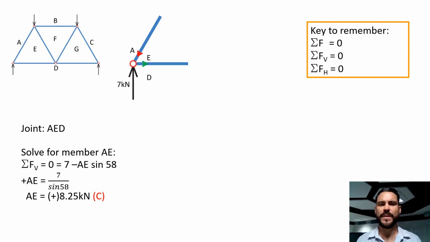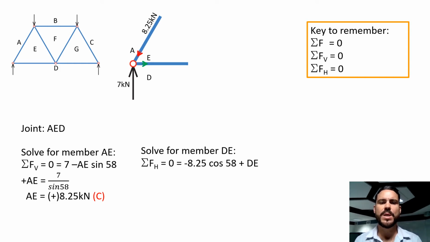So we've done that. Notice that we've ignored ED. The reason we've ignored that is because we're only looking at the forces vertical. There are no forces vertical in member ED because it's a horizontal member at 0 degrees. So now is our chance to use that. There's our 8.25 kilonewtons labeled on our system. So we're going to solve for member DE now.